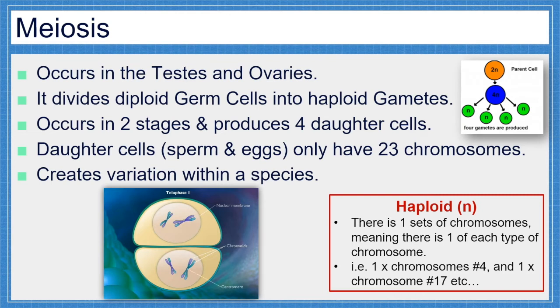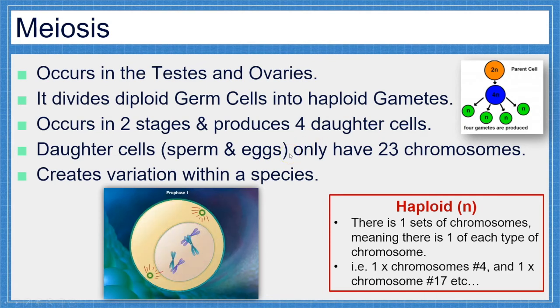It won't happen anywhere else in the body, or at least it definitely shouldn't be happening anywhere else in the body. If it is, you've got a problem, go see a doctor. All right, now what is happening here is a special type of cell known as a germ cell, and these are the only cells that actually go through this process to give rise to gametes.